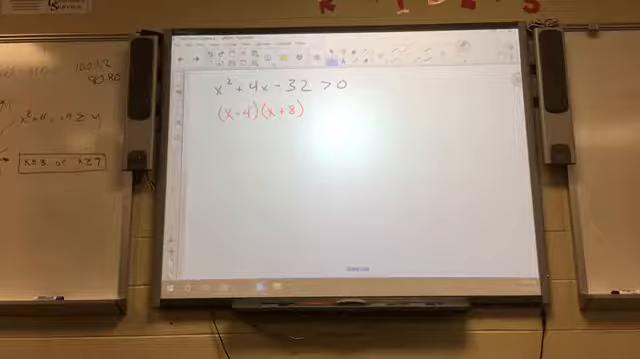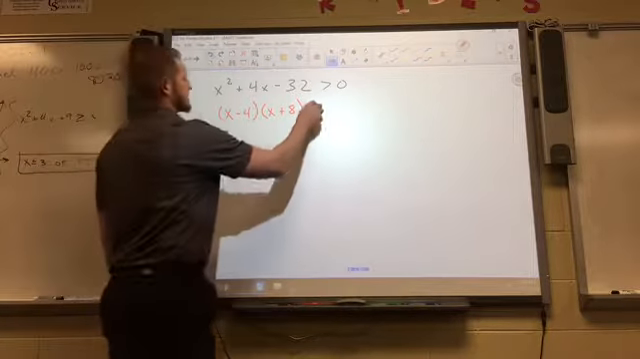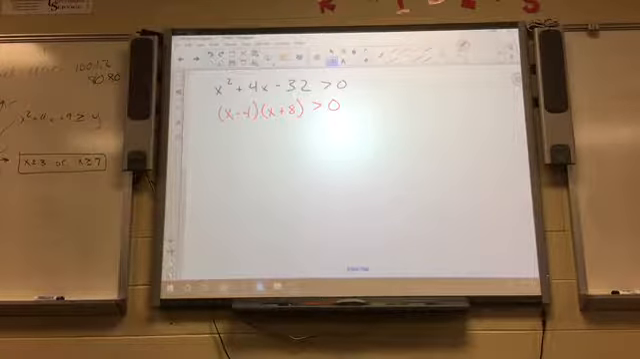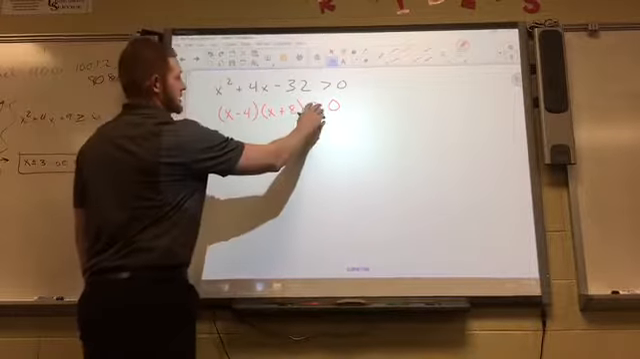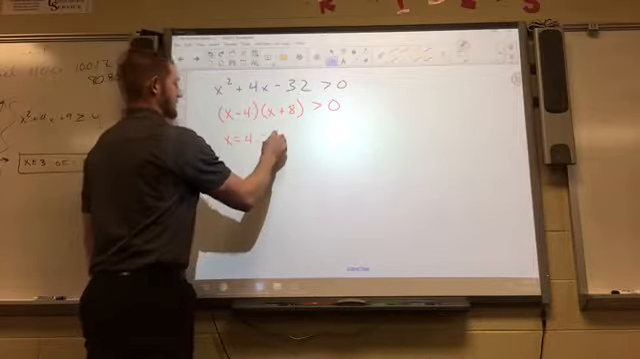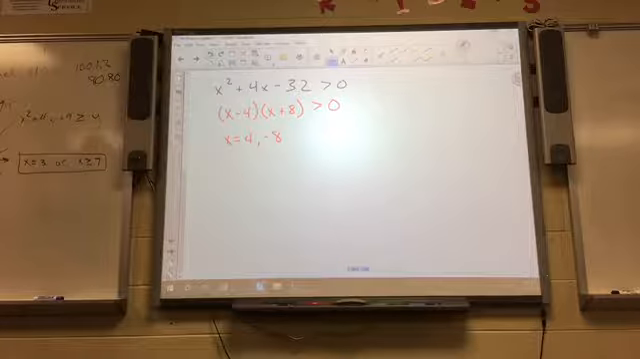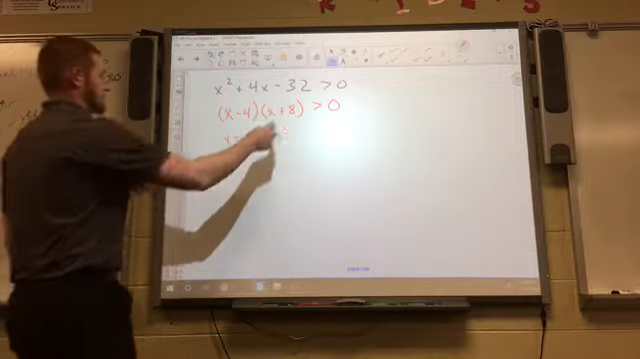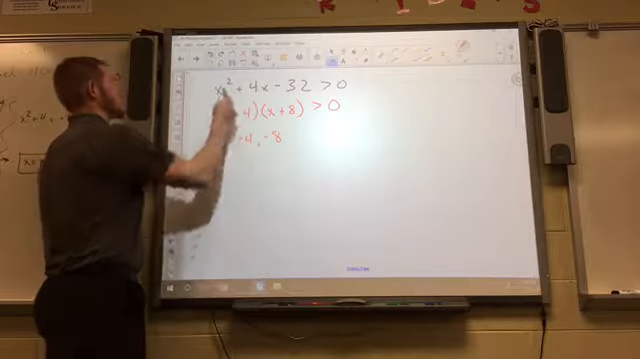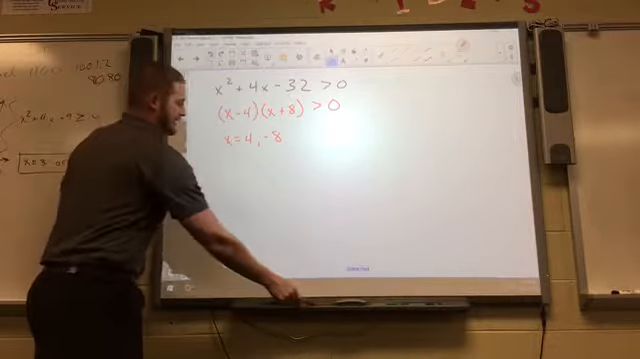Do I still have that it's greater than 0? Yes, because that's the same thing. I didn't change anything, I just wrote it differently. So, that means if this were equal to 0, that x would equal positive 4 and negative 8, correct? You can't just put that inequality there. You guys get what I'm saying? You can't just drop that greater than sign, because that's not accurate. So what we're going to have to do is leave it as equals.